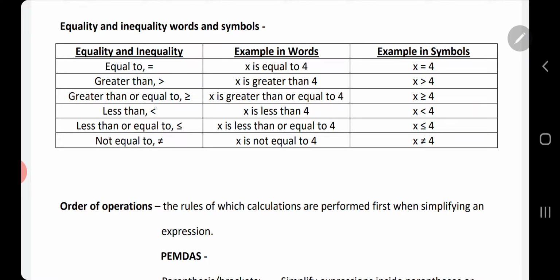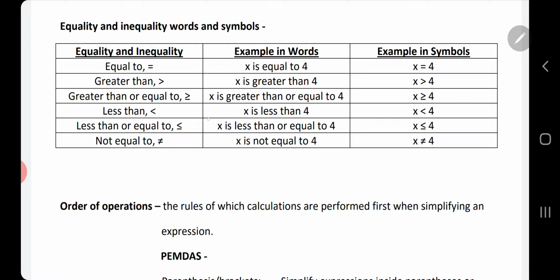Less than is indicated with the little alligator mouth pointing the other direction. So in words, x is less than 4. Symbolically, x is less than 4. That indicates that we can be numbers like 3.9, 3.8, 3, 2, 1, 0, negative 1, etc. We just can't be the number 4. But anything less than 4, we're good.